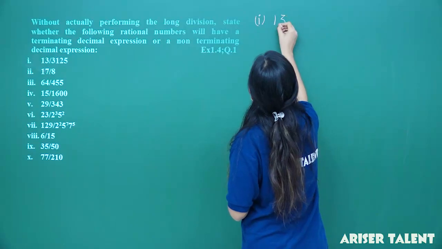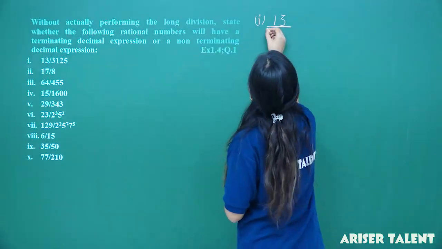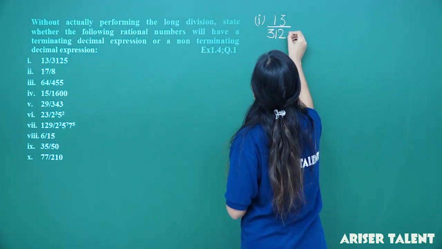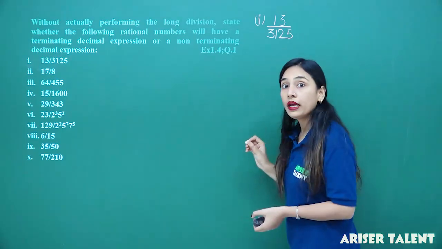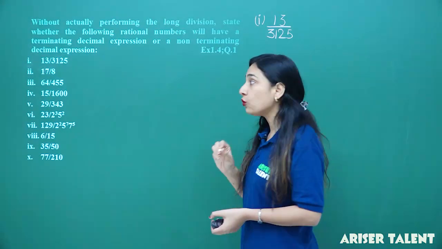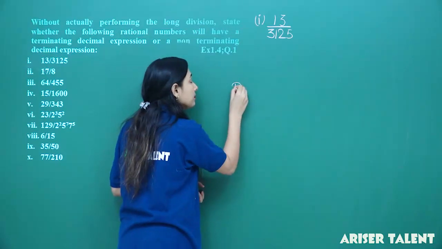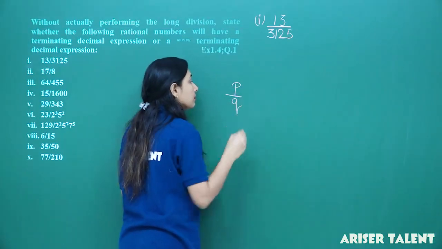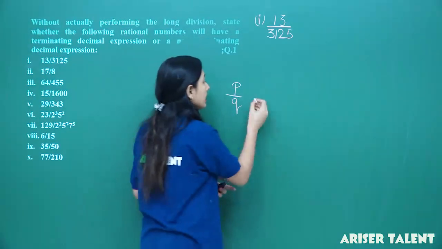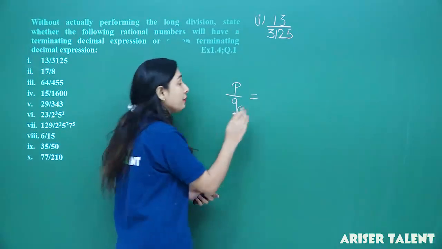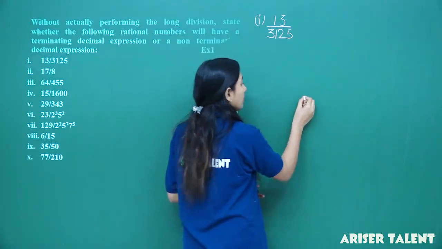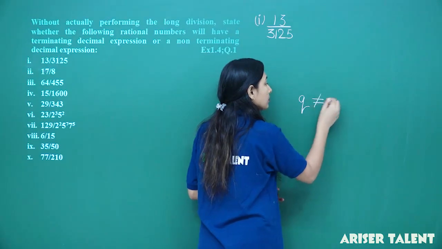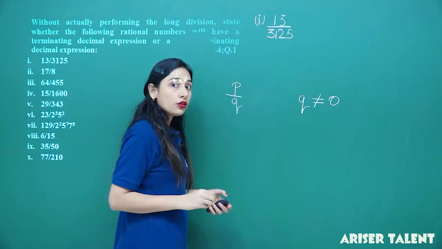13 by 3125. Now, in the previous lecture, what I told you is that P by Q is a rational number if Q is not equal to 0.